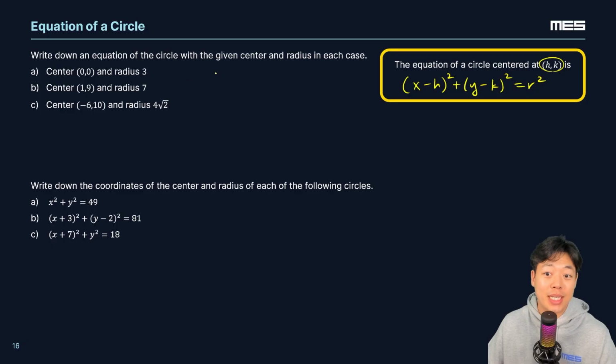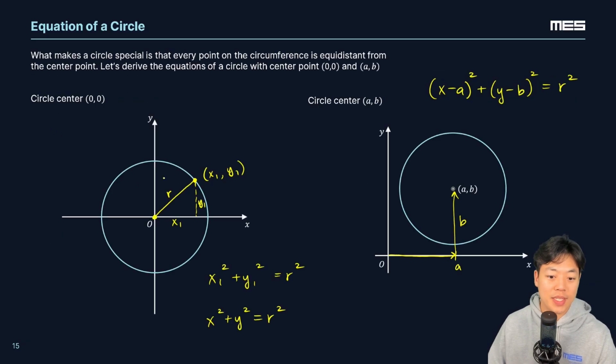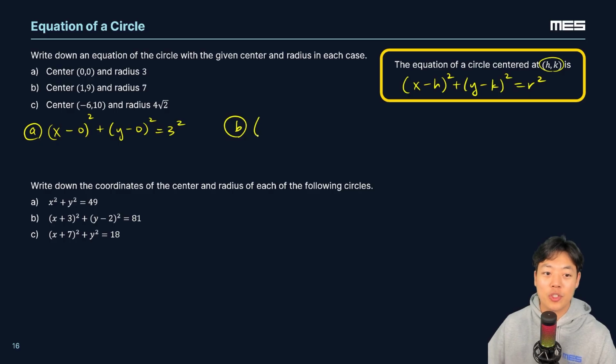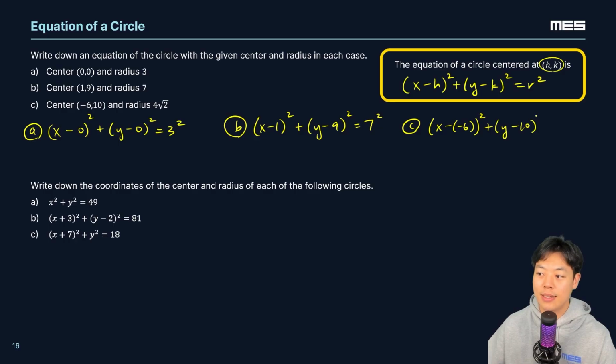Write down an equation of a circle with a given center and radius in each case. If the center is 0, 0 and the radius is 3, just like we saw in our previous example right over here, we can say this will be x minus 0 squared plus y minus 0 squared is equal to 3 squared. And I'll simplify this in a little bit, but I want to show you the pattern here. Check out this pattern that we have for each of these. And for letter C, I'll have x minus a negative 6 plus y minus a 10 equal 4 radical 2 squared.